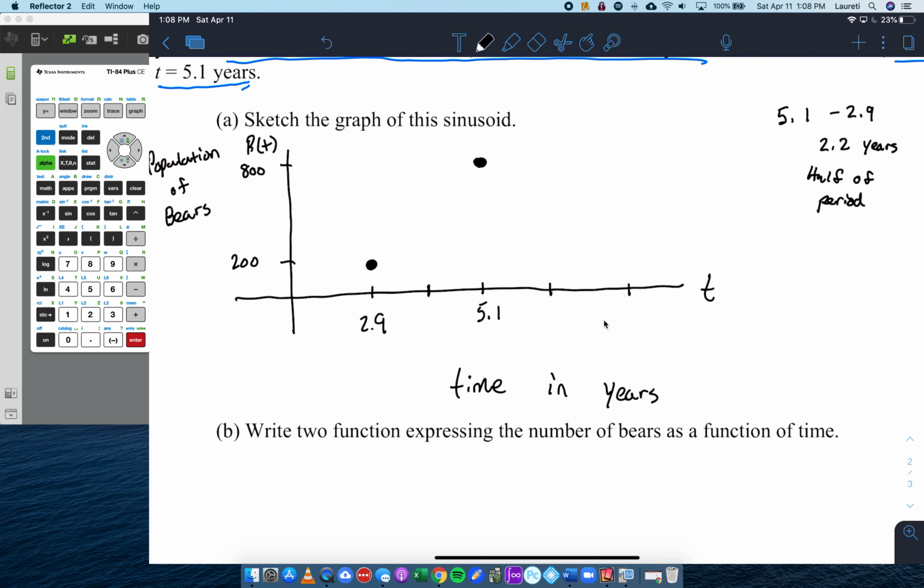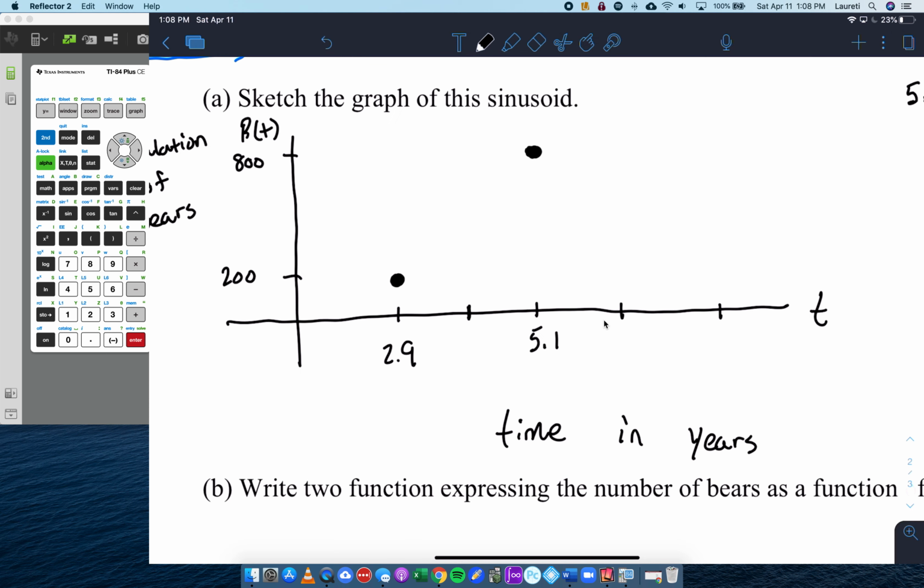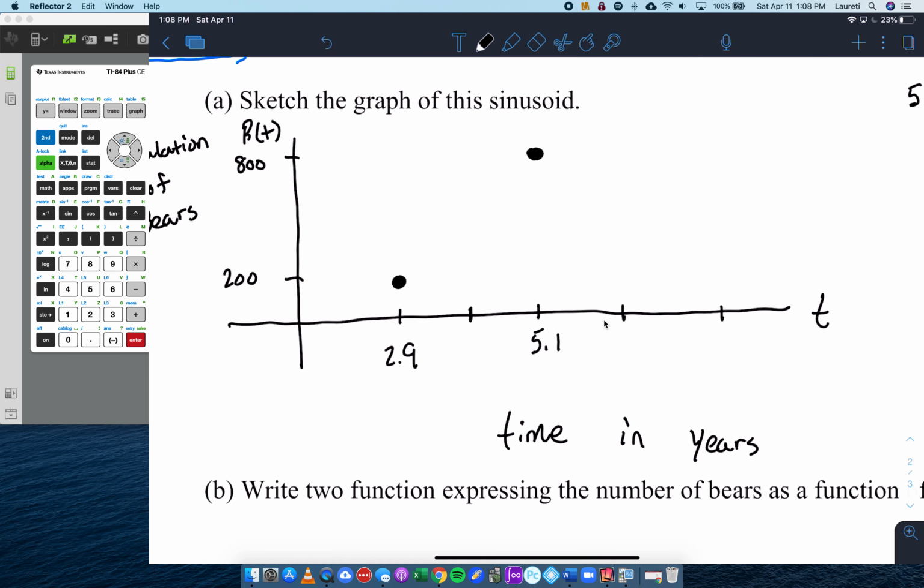So 2.2 times 2 is going to be 4.4. So this whole cycle takes 4.4 years to complete, right? Okay. Now, if I divide that by 4, I get 1.1, right? So what I'm going to do is I'm going to go up by 1.1. So 2.9 plus 1.1 is 4. 4 plus 1.1 is 5.1. Okay. And then another 1.1 is 6.2. And then another 1.1 is 7.3.